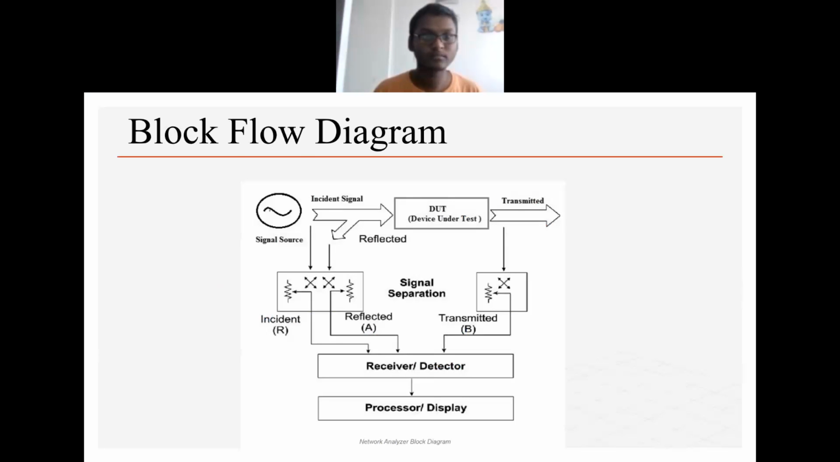Next. Now we have covered how the signal is generated at the source, how it is incident on the DUT, how it is reflected, how the incident and reflected signals are separated, and the receiver part. Now the processor part will be taken.